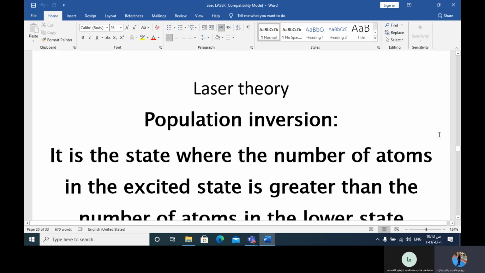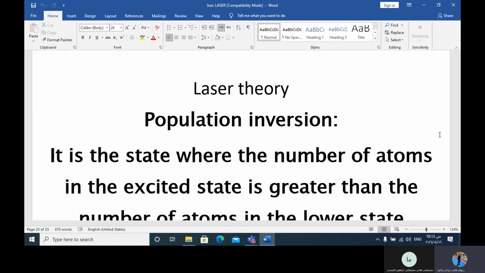Today, we'd like to talk about the laser theory. And the lasing is simply amplification of radiation. And for this to happen, we need first to go for the mechanism of the laser theory. We start by the most important point of laser, which is how to force the atom to emit radiation in a form of stimulated emission, not the normal one, the spontaneous one.